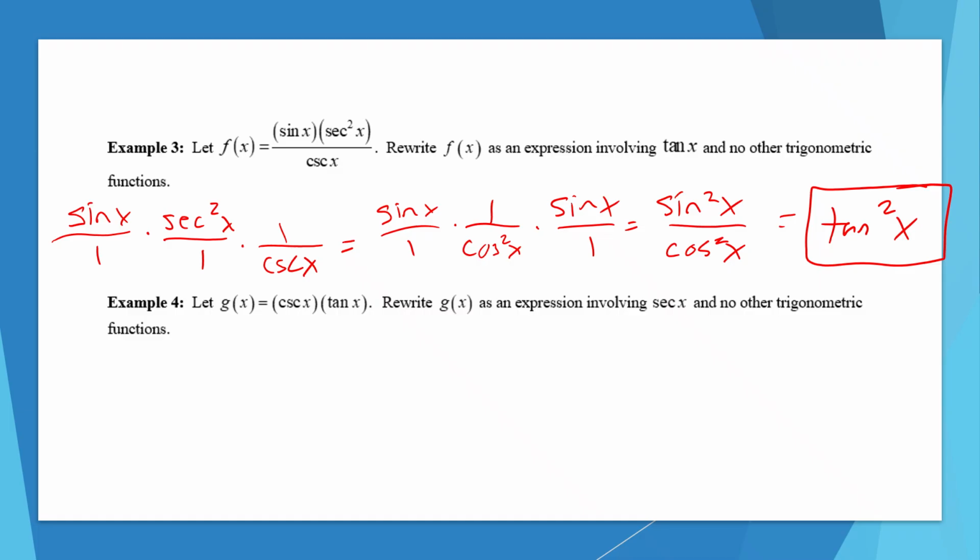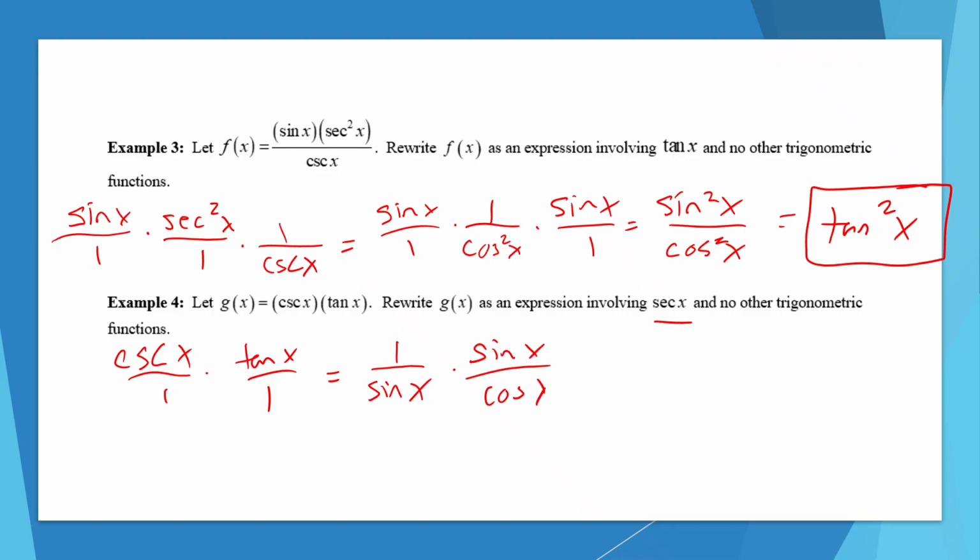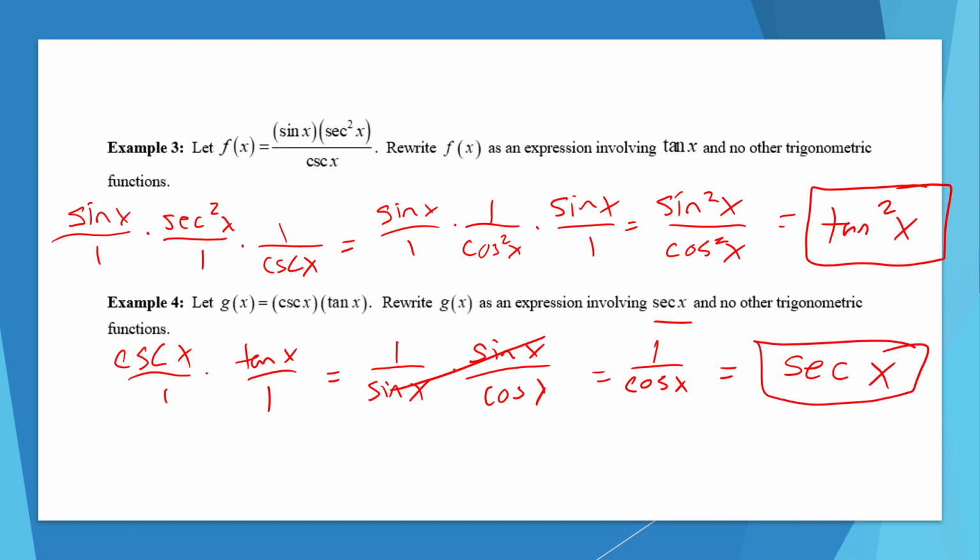Let's try example 4. Here we have cosecant x over 1 times tangent x over 1. Rewrite this involving secant. So first get it in terms of sine and cosine. So 1 over sine x times sine x over cosine x. Those will cancel out. We're left with 1 over cosine x, which is just secant x. So that should be our answer there. So getting everything in terms of sine and cosine makes it really easy then to convert to whatever trig identity or trig function that the question is asking for.